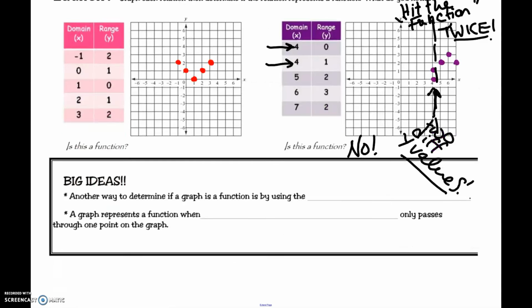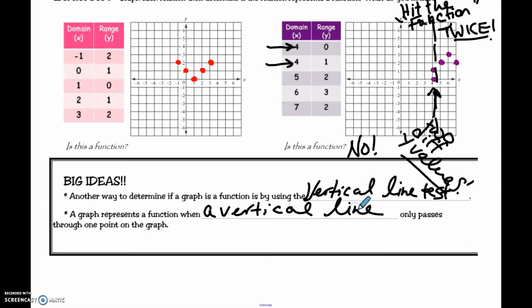Keeping this idea in mind, another way to determine if a graph is a function is by using what we call the vertical line test. The vertical line test is what I started to describe up above. A graph represents a function when a vertical line that you draw on your graph only passes through one point on the graph at a time.